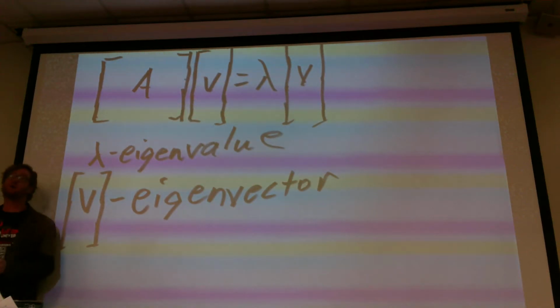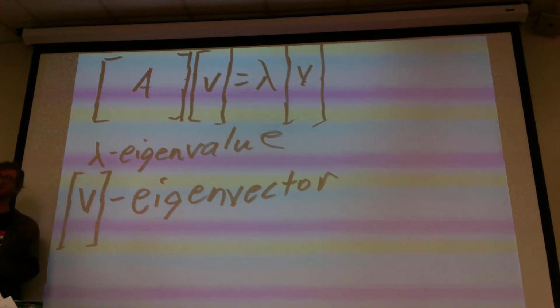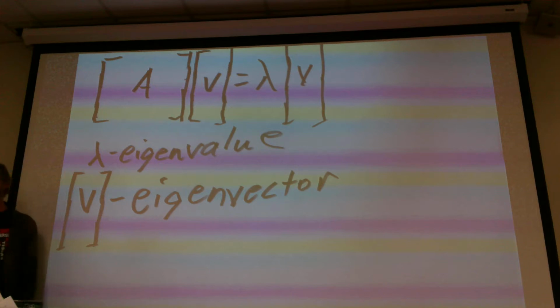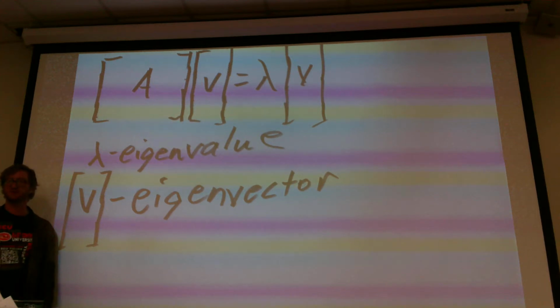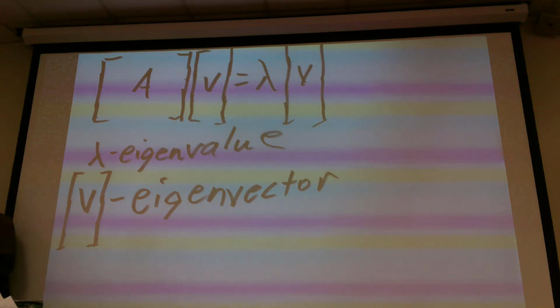Okay, so if you have a matrix act upon a vector and all it does to that vector is multiply it by a constant, well, that constant is going to be the eigenvalue, and the vector that the matrix is acting upon is the eigenvector. Okay, so let's see how we're going to try to solve for one of these things.